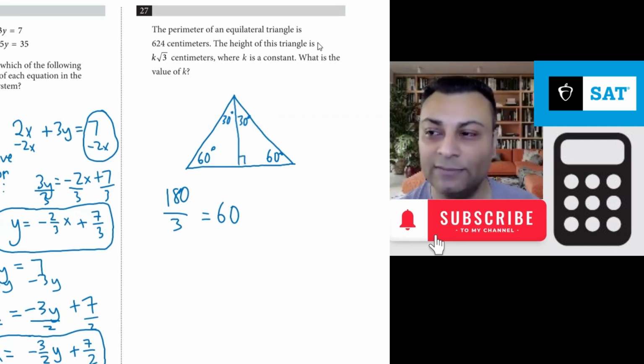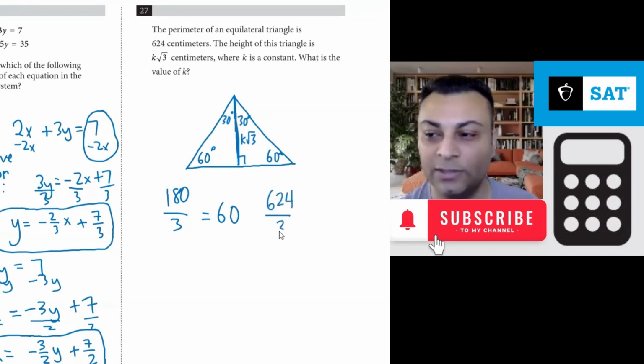And by the way, the height of the triangle is k√3. So this particular height is k√3. This height, the length from here to here, the bottom. Boom, that is k√3. This perimeter is 624. Why don't we find the length of each side?